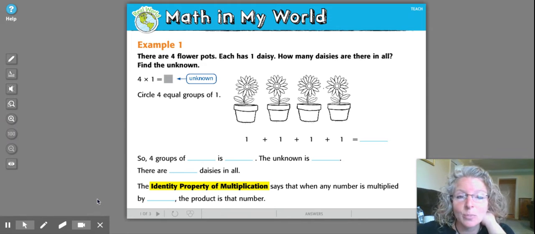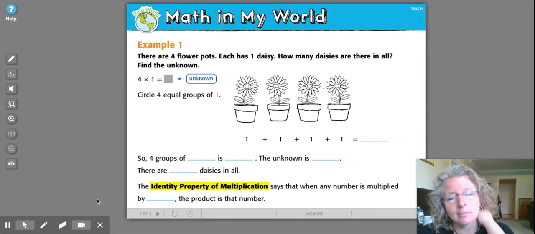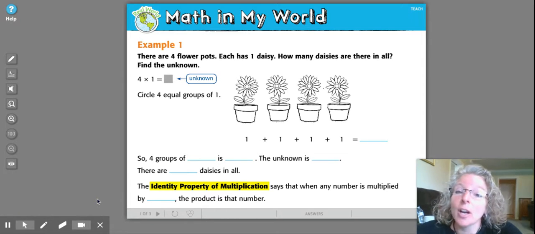And the identity property of addition. There was a number that when you added it, did not change the identity of a number. Think of this, 8 plus blank equals 8. What's the only number that makes that true? 0. Today we're going to talk about the identity property of multiplication.